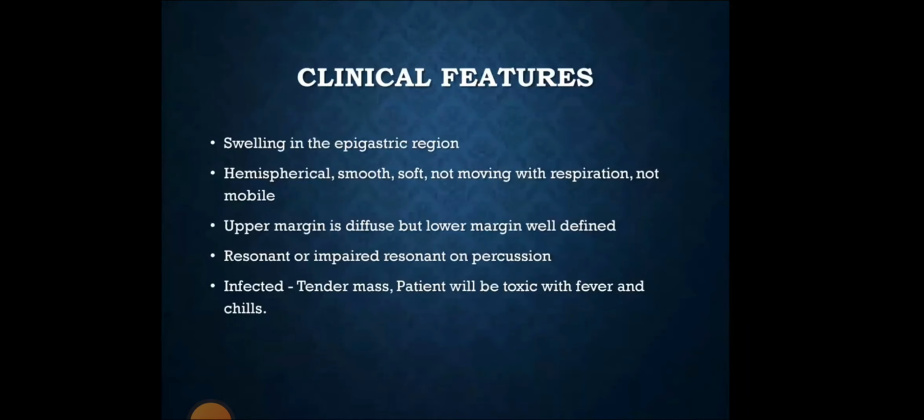Clinical features: mainly it is an epigastric swelling, then upper abdominal pain will be there, then anorexia and weight loss will be there, then Carnett's sign, which we will tell later, and dyspepsia, nausea, vomiting. These are the main clinical features.